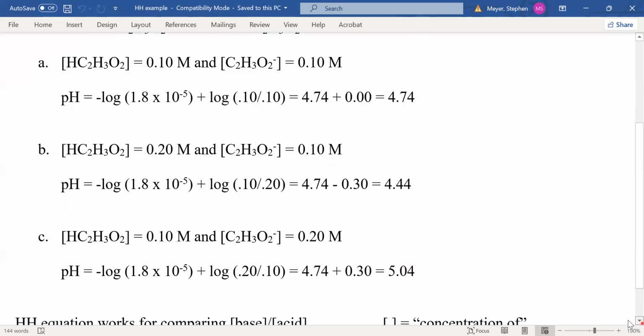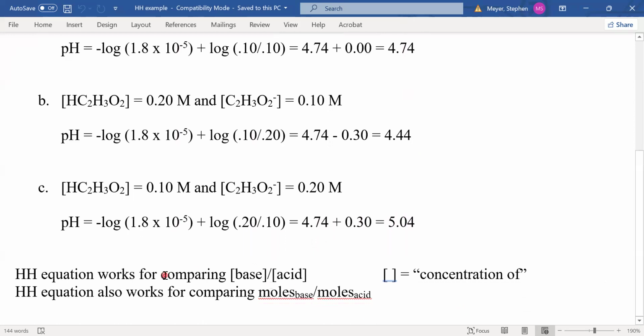Now, what's nice about this formula, it works for when you have concentrations of base and acid. Okay, it also works just comparing moles. So you don't have to necessarily get things in molarity. You can just look at the moles and do a comparison with that.